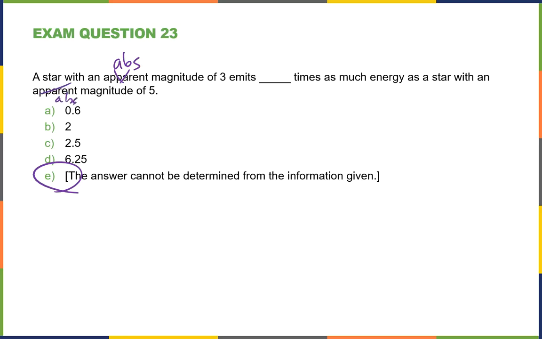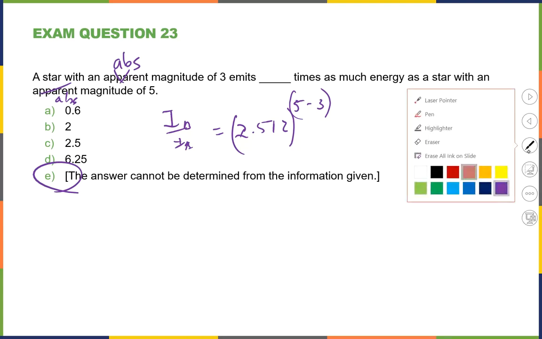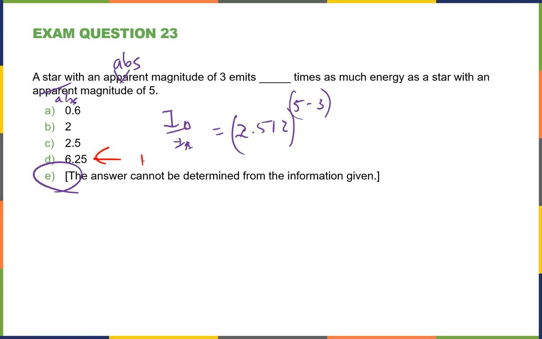If it had said absolute, then we could calculate it. We would say the intensity B over intensity A is equal to 2.512, which is 100 raised to the 2/5 power, raised to the 5 minus 3. So we square that, and so that would be D. Yeah, that's what I did. So D would have been the answer if it had asked us or given us absolute visual magnitudes.